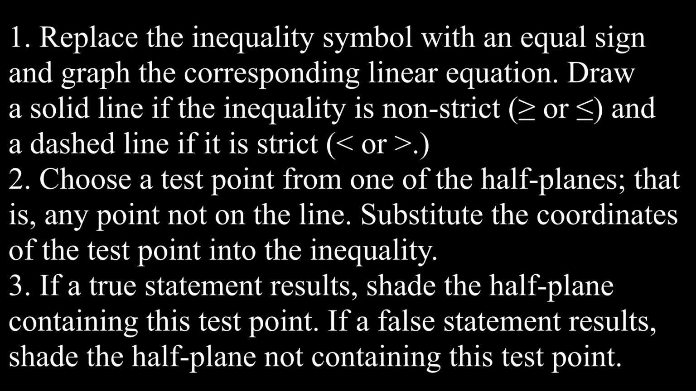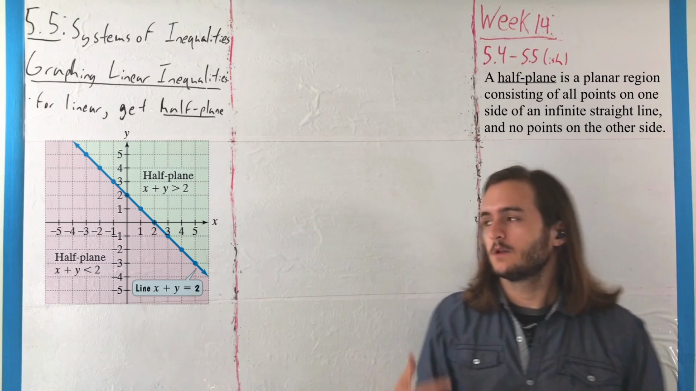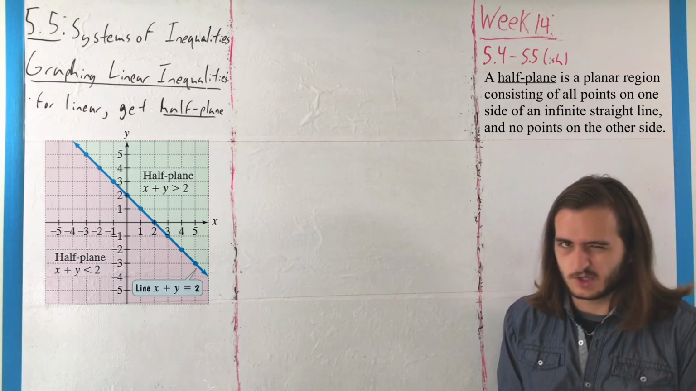Then from there, we choose a test point from one of the half planes, that is, choose any point that's not on the line, and substitute the coordinates of the test point into the inequality. Then, if you get a true statement, shade the half plane including that test point, and if you don't, shade the other half. So let's get one more quick example with how this process works, because it's actually pretty easy.